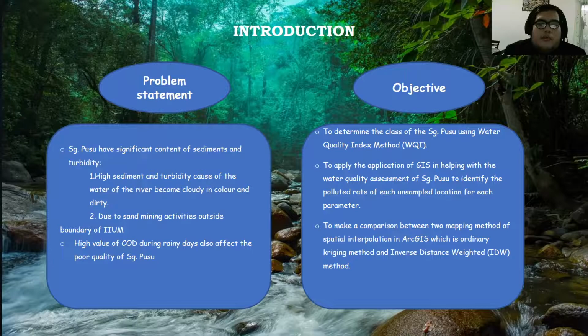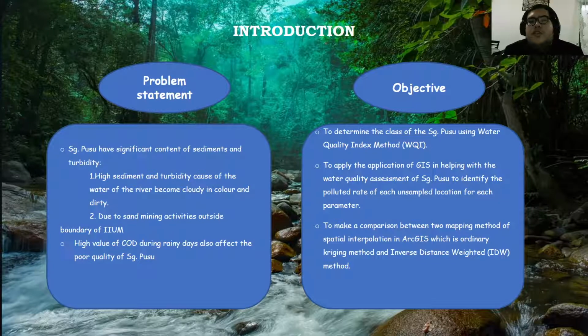First and foremost, I will explain the introduction of this FYP, starting with the problem statement. The first problem statement is that Sungai Pusu has significant content of sediments and turbidity, causing the river to become cloudy and dirty, due to the sand mining activities that occur outside the boundary of IIUM. The next problem statement is that high COD values during rainy days also affect the poor quality of Pusu River.